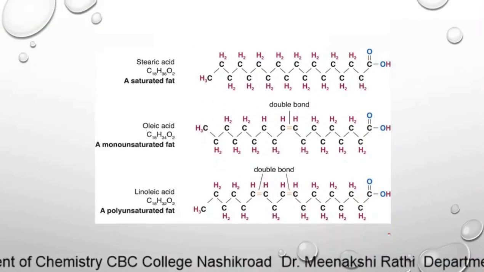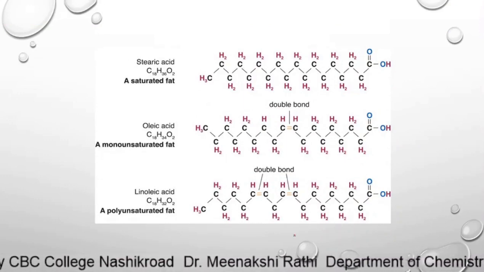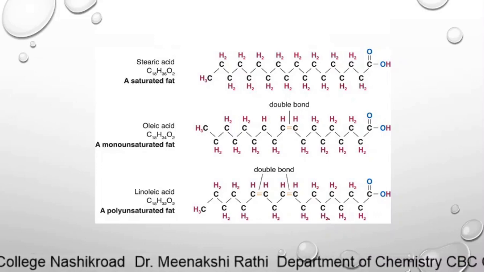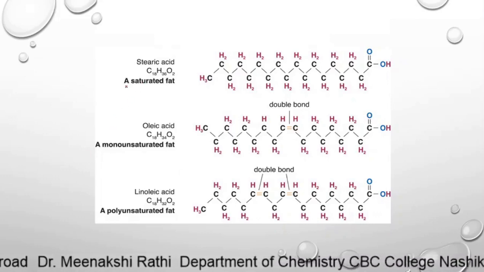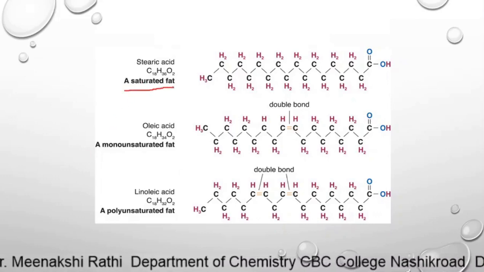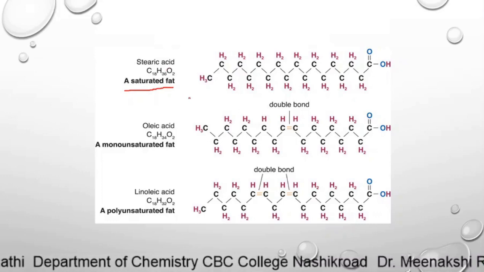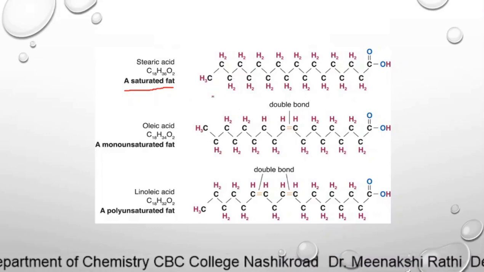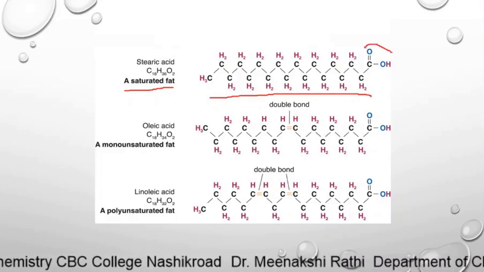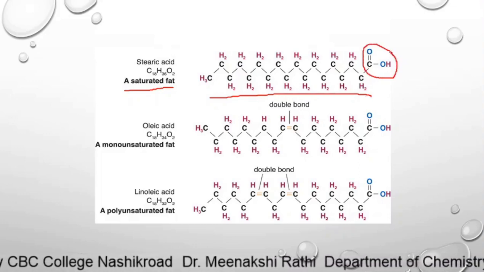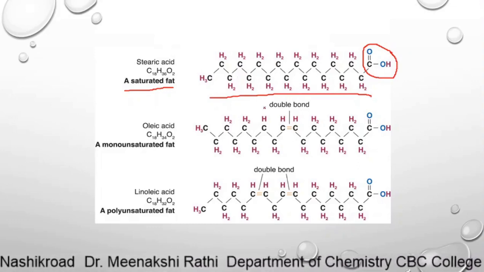Now in this slide you can see the expanded structures of saturated, unsaturated and polyunsaturated fatty acids. You can see the structure of stearic acid. It is a saturated fatty acid. Stearic acid contains 18 carbon atoms and you can see this long hydrocarbon chain. All bonds are single bonds and this long hydrocarbon chain is attached to the COOH group. So as all bonds are single bonds, this fatty acid is called saturated fatty acid.